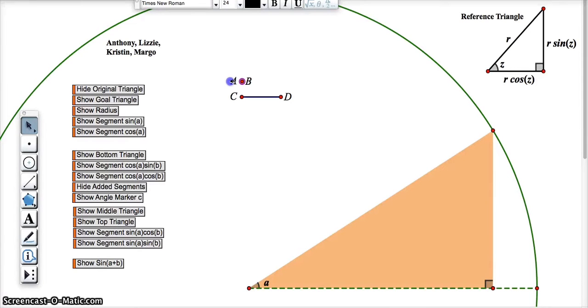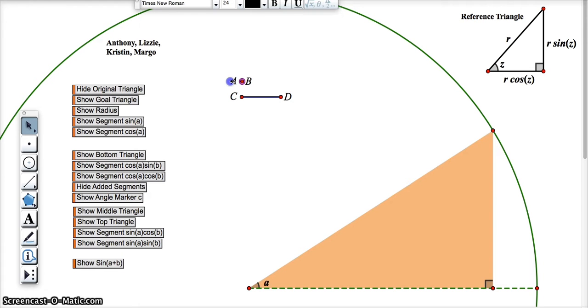Today we are proving the formula for the sine and cosine of the sum of two angles. Looking at the top right, we see a right triangle with hypotenuse r and legs r sine of z and r cosine of z, by definition of the trigonometric functions. We will continuously look upon this as our reference triangle.